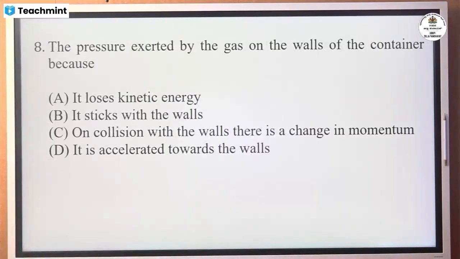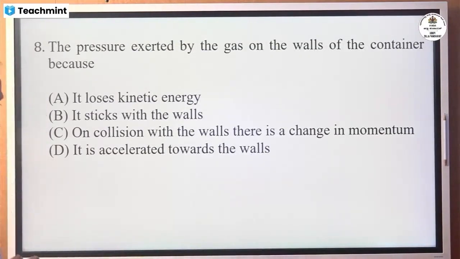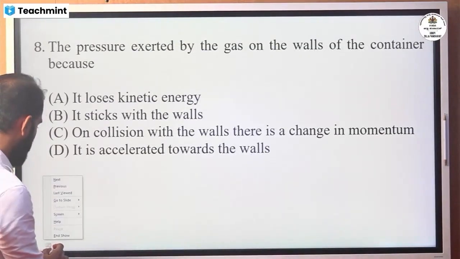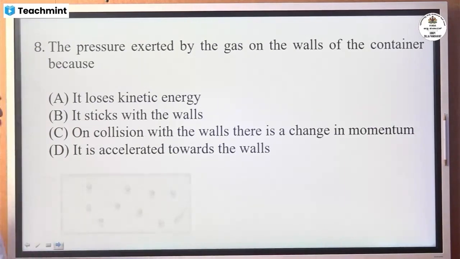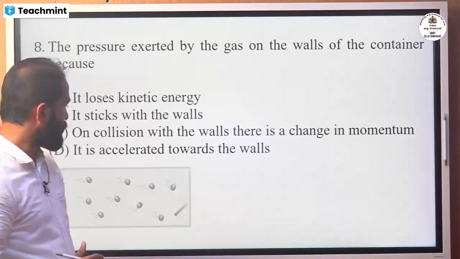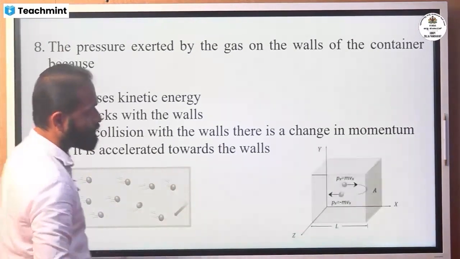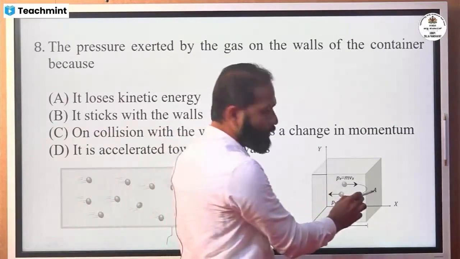Okay, let's solve question number 8. The pressure exerted by the gas on the walls of the container is because... We already know, according to the postulates of the kinetic theory of gases, that when the molecules of an ideal gas move, they hit the walls of the container. And when they hit the walls, they exert some pressure on the wall.